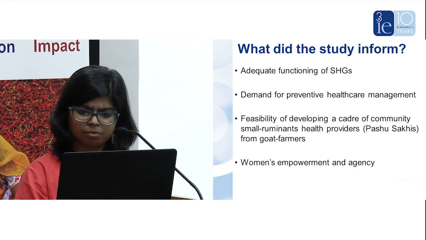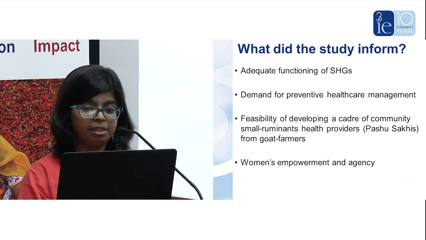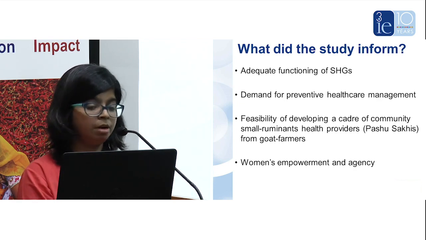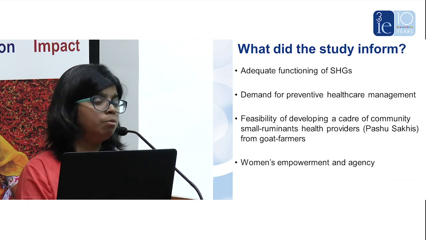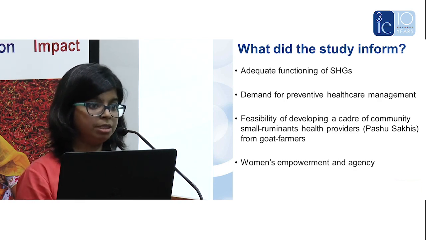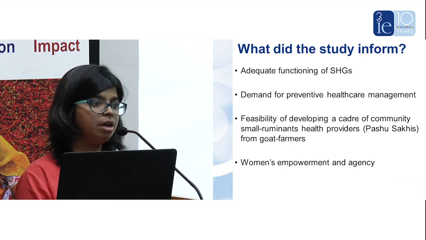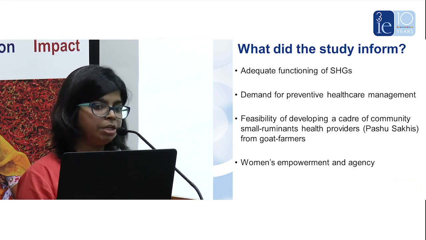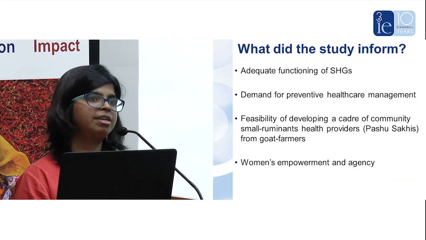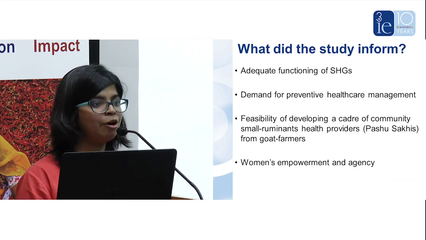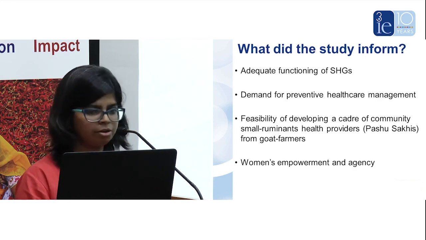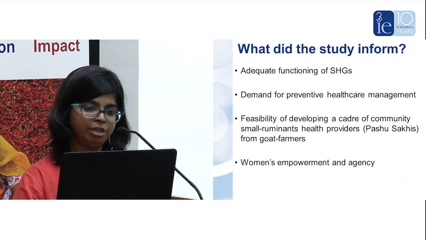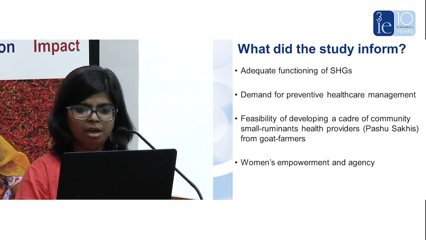And the second was demand for preventive healthcare management. There was high demand for preventive healthcare management because most of the women reported, just keep our goats disease-free and we are ready to pay whatever. So they were happy to receive healthcare services at their doorstep. However, there were concerns like what are the alternate payment options? Would there be a credit facility available, or any other alternate payment option available for the women?